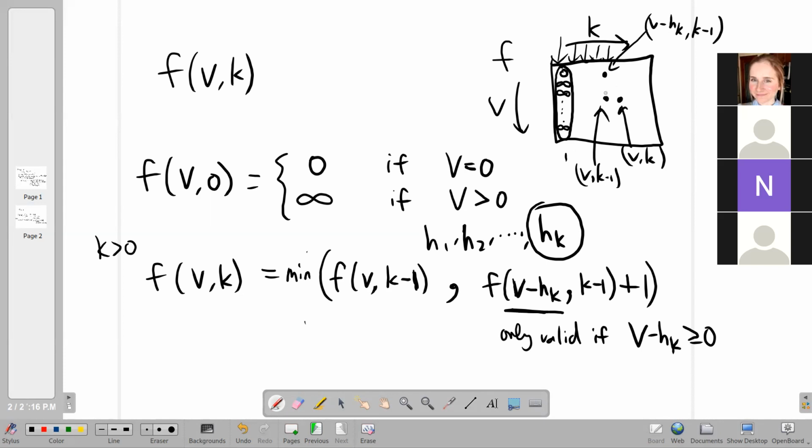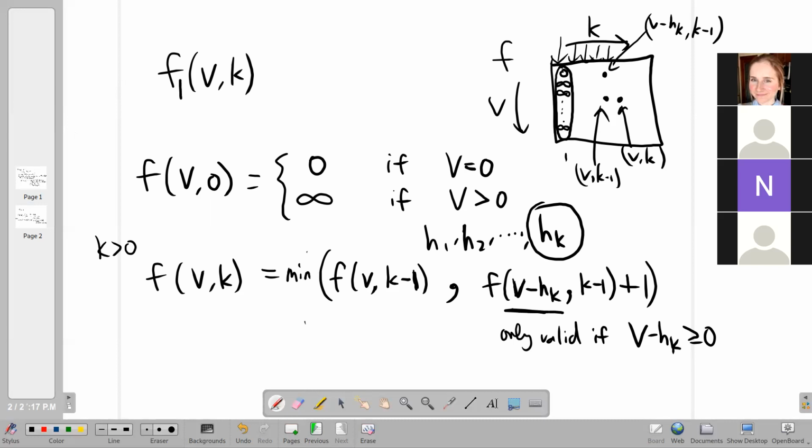Okay, any questions about this part? This will tell you for each number of hot dogs whether you can make it at all, and if you can make it, what is the smallest number of packages you need? Does that make sense?